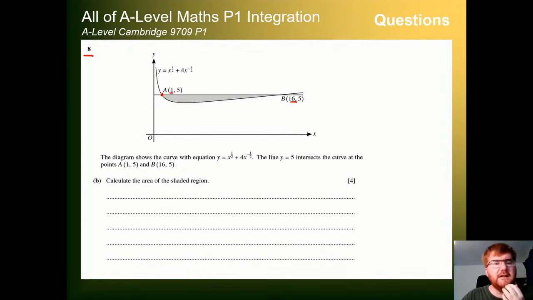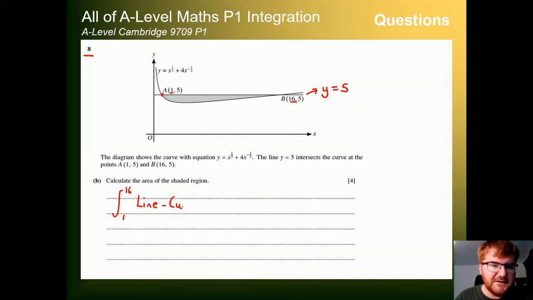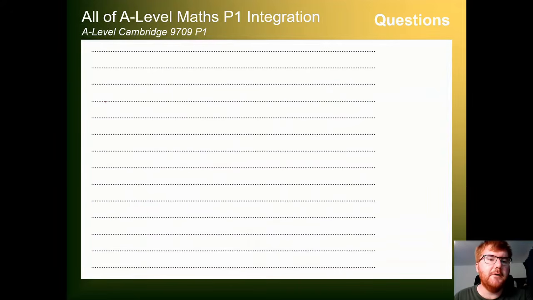It's good to see a question like this, because in this case the curve is actually below the line rather than above the line. Remember, a horizontal straight line has the equation y equals 5 here, because the y coordinates are both 5. So when we want to integrate this between 1 and 16, we're actually going to do it the other way around, not curve minus line, but instead line minus curve.